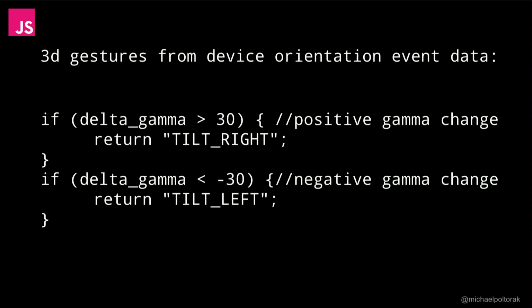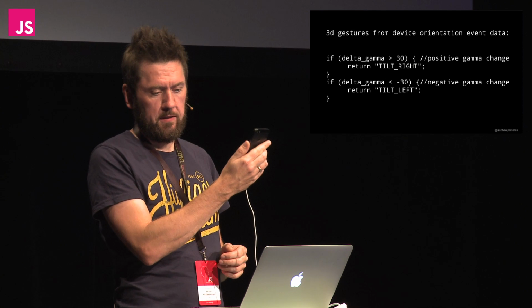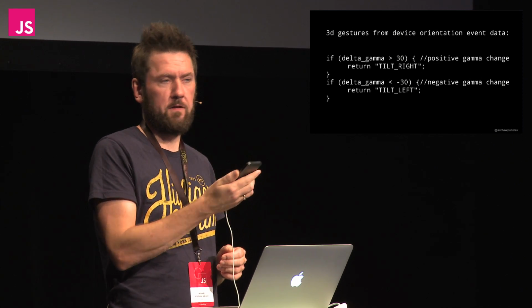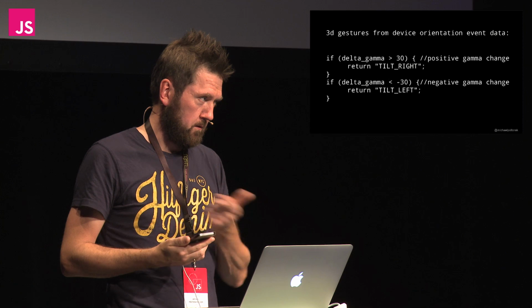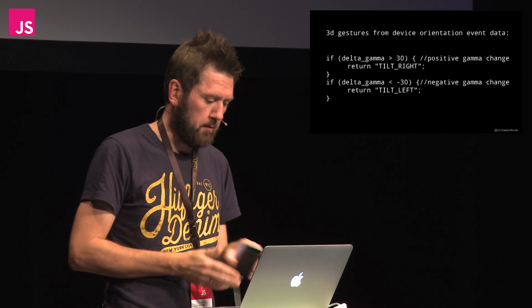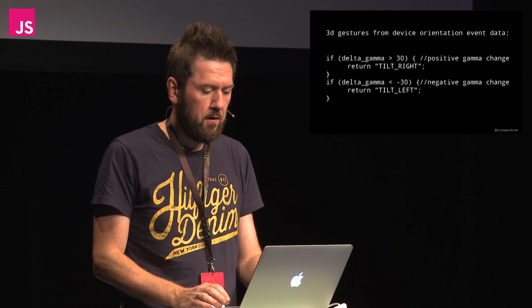Yeah, so what I did was try to use this data coming from the device orientation event to create a higher order gesture. And as this code shows, this reads the change in the gamma values. A positive change yields a tilt right event, and a negative gamma change is a tilt left event. And I'll be using that in this search engine, a little demo in a little while.